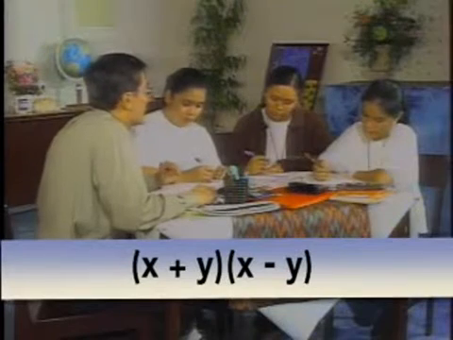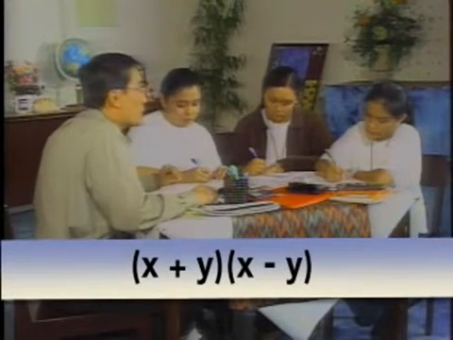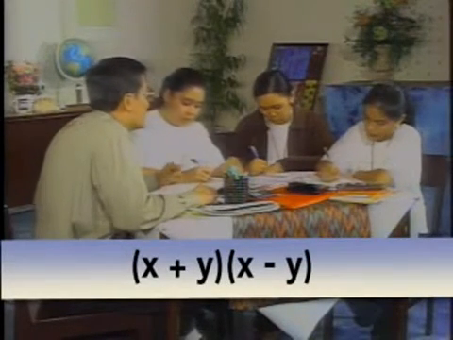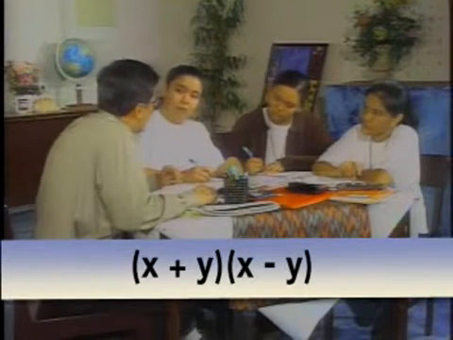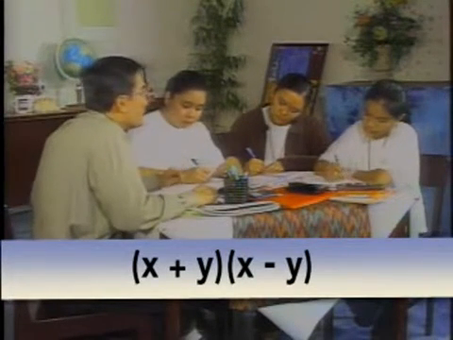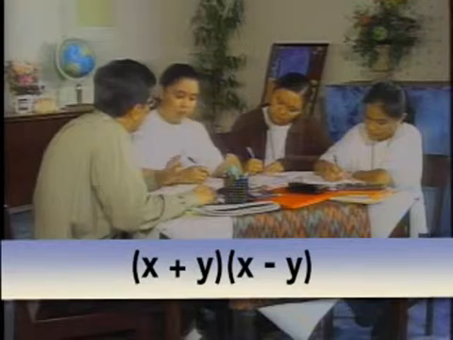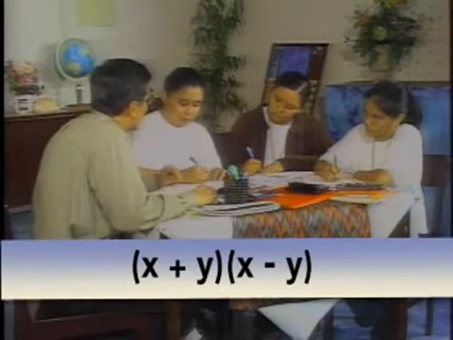Let's go back to another special product. That is, the product of the sum and difference of two terms. For example, the quantity x plus y times the quantity x minus y. The two terms we're referring to are x and y. Their sum is x plus y and their difference is x minus y.